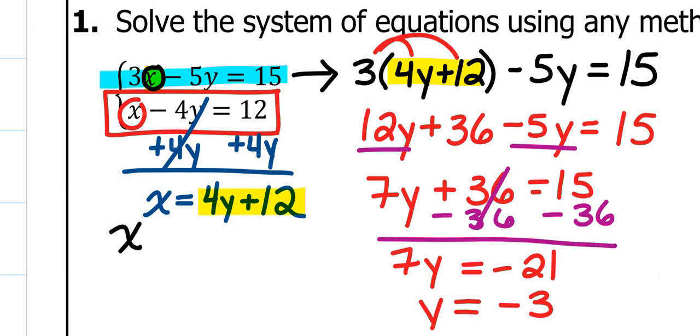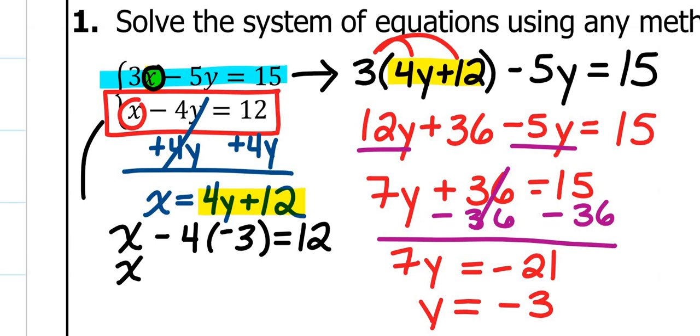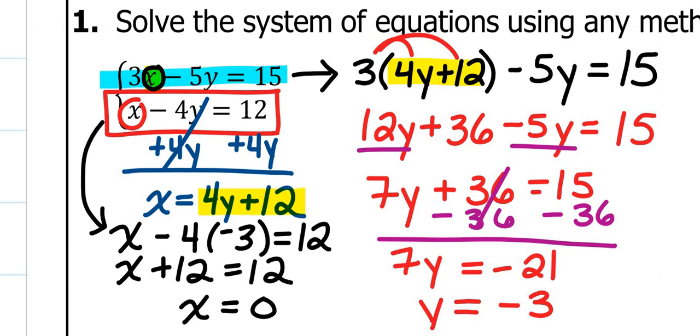So I'm going to do x minus 4 times negative 3 equals 12. Oh, not plus 12, sorry. Should say equals 12. So x plus 12, because negative 4 times negative 3 is a positive 12, equals 12. Then when I subtract 12 from both sides, I get x equals 0. Same as I did before. My final answer is 0, negative 3.